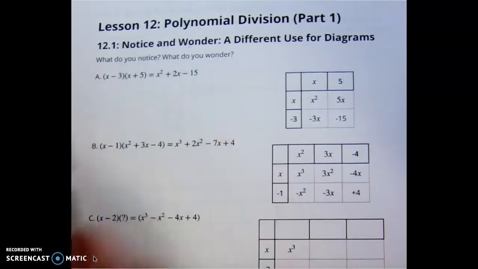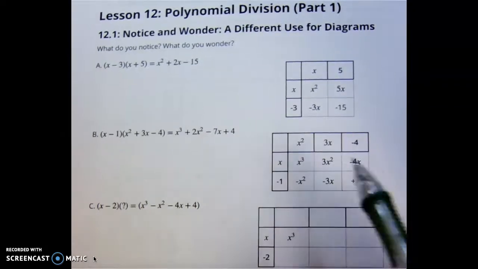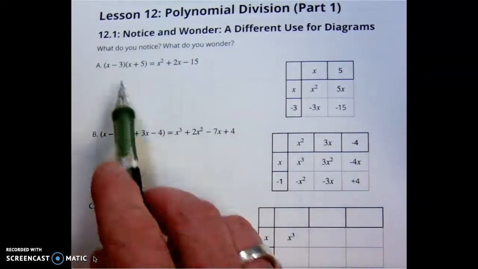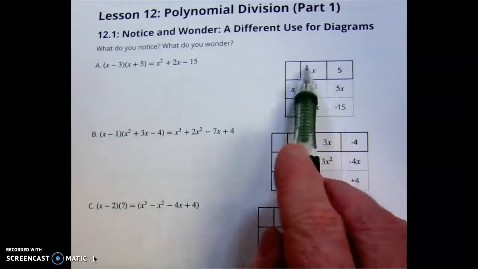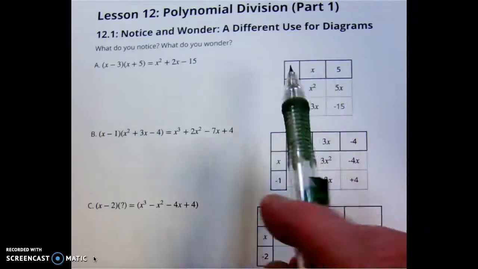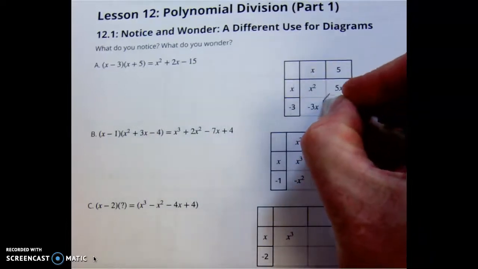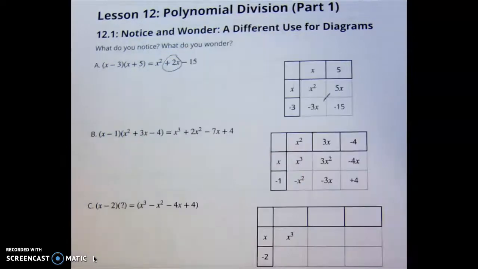So we're going to start with what do you notice, what do you wonder? What we're trying to notice and wonder here is that these two factors are on this side and the top. The polynomial is in the middle, but we've got to be sure we watch out here. That middle term comes off of that diagonal.